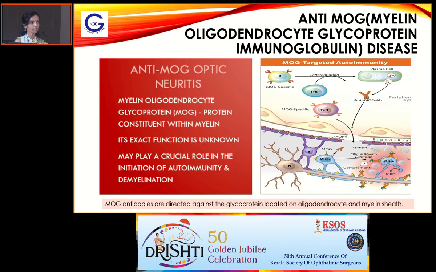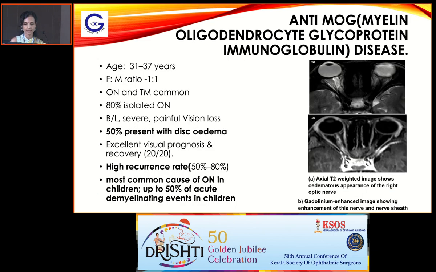So coming to the other entity, which is the MOGAD or the anti-MOG associated disease, in which there are antibodies against the MOG, that is the myelin oligodendrocyte glycoprotein, which is a glycoprotein located on the oligodendrocyte and myelin sheath, which is again important for the functioning of the whole process, and there is demyelination in that antibody-antigen reaction. So what is different in anti-MOG disease?